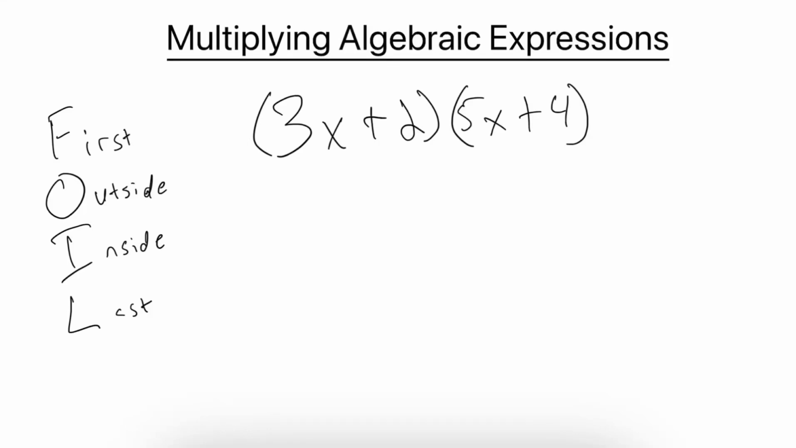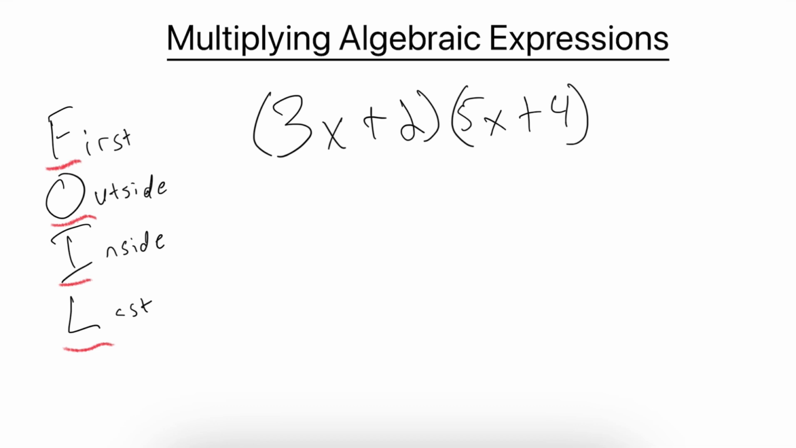In this video, we'll be multiplying algebraic expressions. To multiply algebraic expressions, the easiest way to go is using FOIL, which stands for first, outside, inside, and last. So our first problem is 3x plus 2 times 5x plus 4.